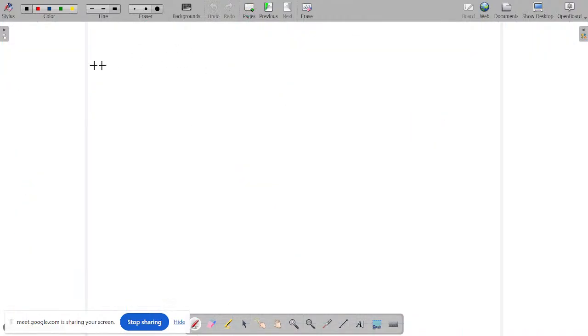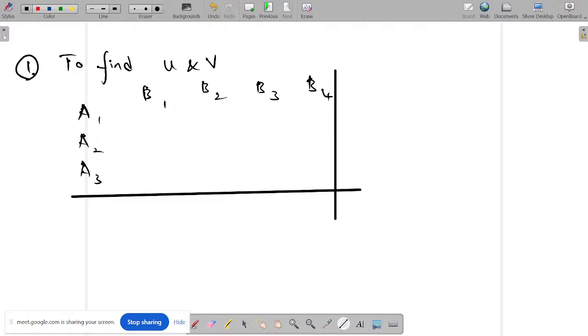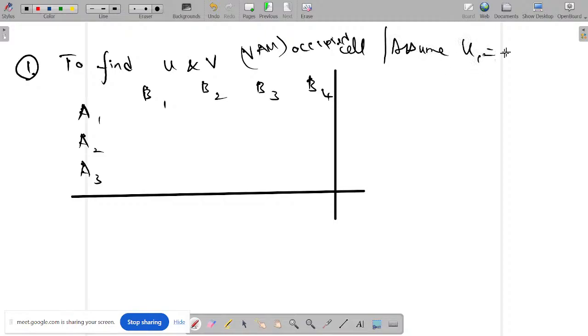Please excuse me. Table one is to find U and V. So A1, A2, A3, B1, B2, B3, B4. We are going to find U and V. We are going to use the occupied cells from the VAM method. And we're going to assume any of the U's to be 0. So U1 equals 0. So this one I'll assume to be 0. From the occupied cells, this value is 2. This value is 1. This value is 3 and this value is 4.